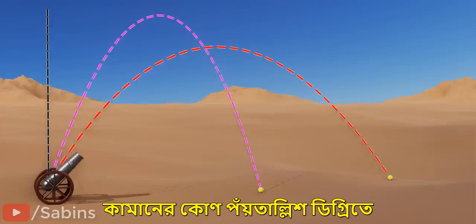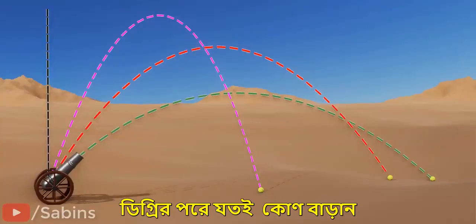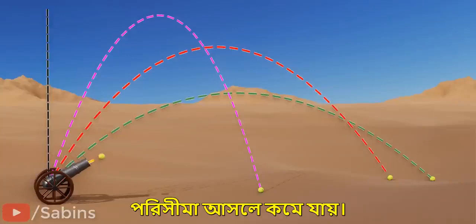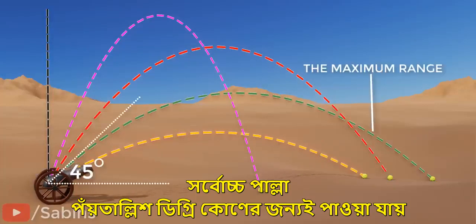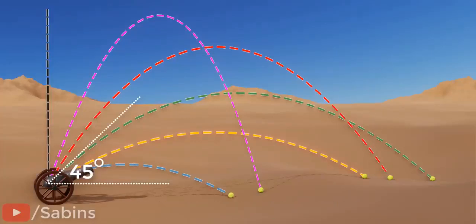With a little more angle reduction, the range increases further. When the cannon's angle is down to 45 degrees, the range becomes even higher. However, if you increase the angle after 45 degrees, the outcome is different. The range actually decreases. The maximum range is at an angle of 45 degrees. Before and after that, the range decreases. Can you guess the reason behind this?